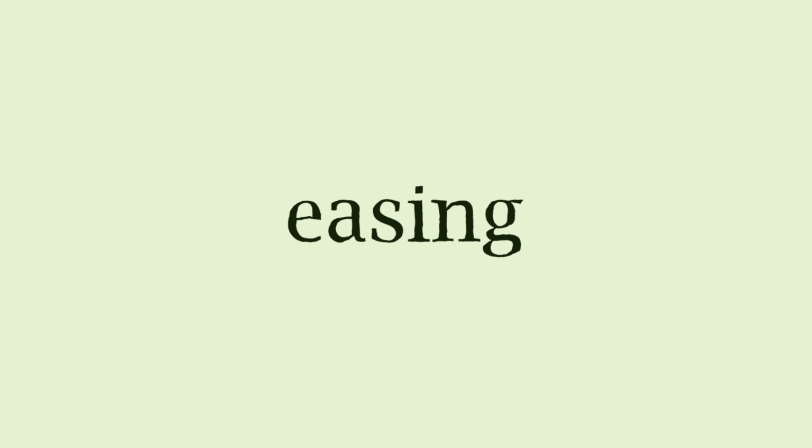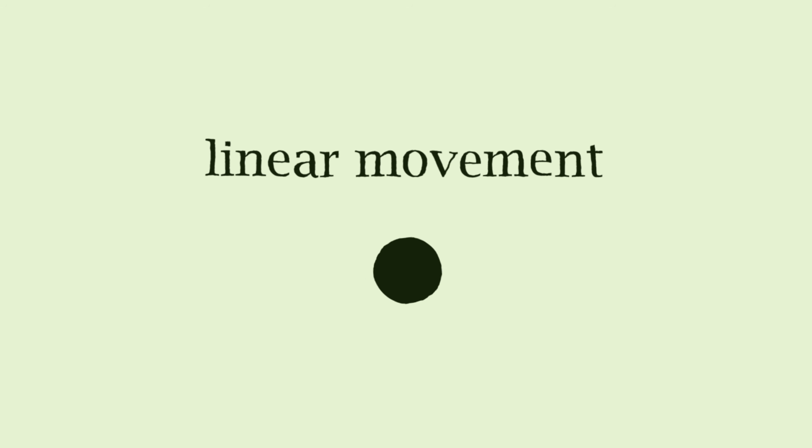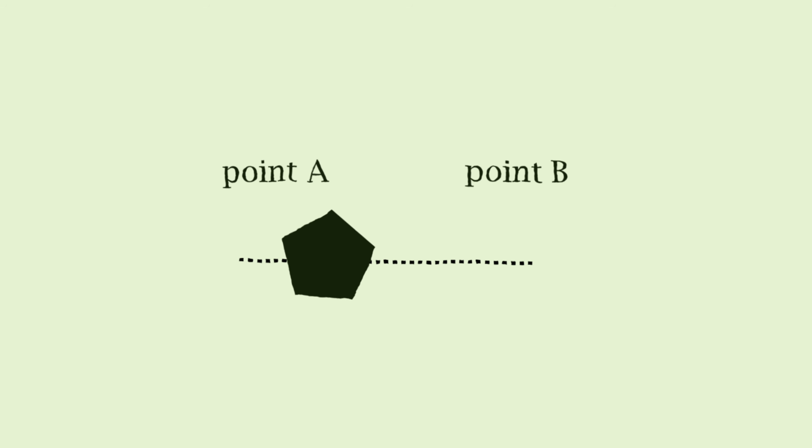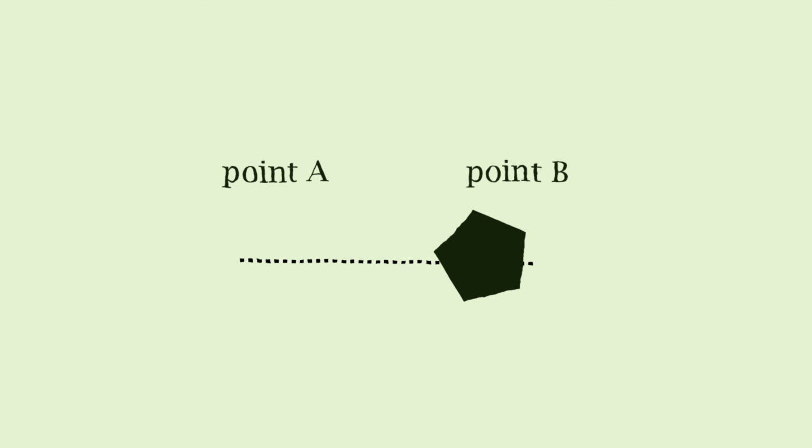So what does stuff look like when we don't use ease? Well, your movements end up moving in a way that we would call linear. Things move linearly. Not sure if linearly is a word, it doesn't really matter. But essentially it's when something moves from point A to point B without there being any change in the speed.